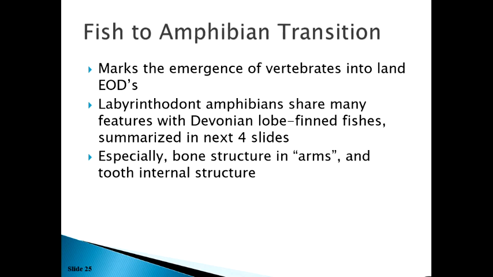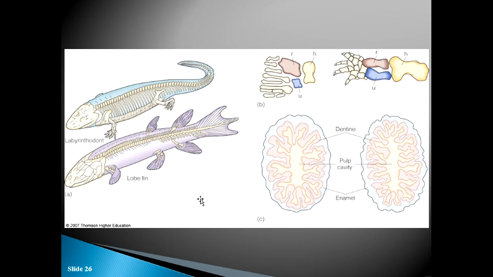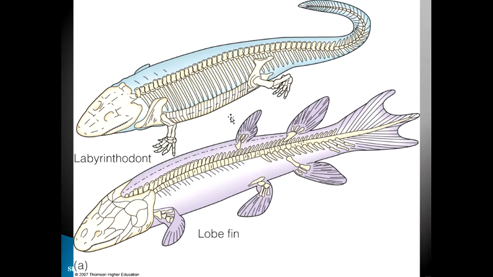And the next few slides sort of show this transition for us. I'm going to be talking about their overall skeleton, but then their arms and their teeth. So let's look at their overall skeleton. If you just had the head region, skeleton of the head, they look very, very similar. If you had the spinal column, very, very similar. If you had the fins, though, this upper one, this labyrinthodont amphibian, doesn't have fins. It has actual limbs, but this lobe fin creature down here has bones in its fins that are clearly ancestral to these limbs here.